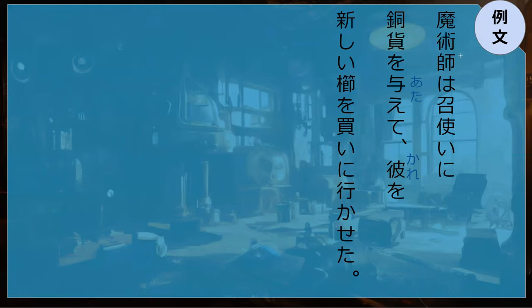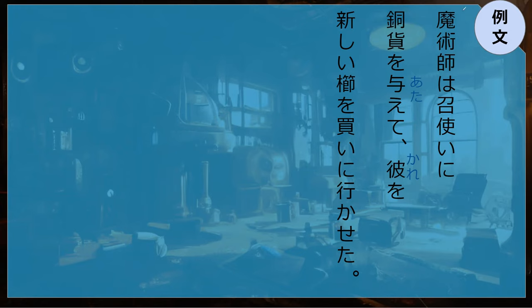Majutsushi wa meshitsukai ni okane o ataete, kare o atarashii fuku o kai ni ikaseta. So ikaseta is that causative form. Meshitsukai, I hate this word because of the s's coming right next to each other. Good guess.